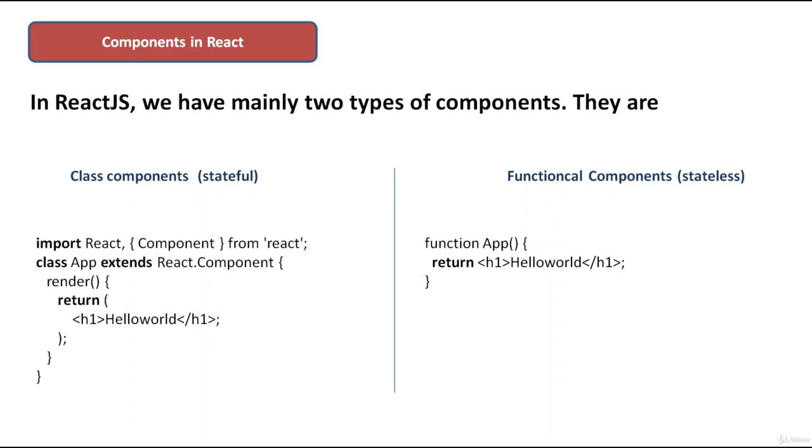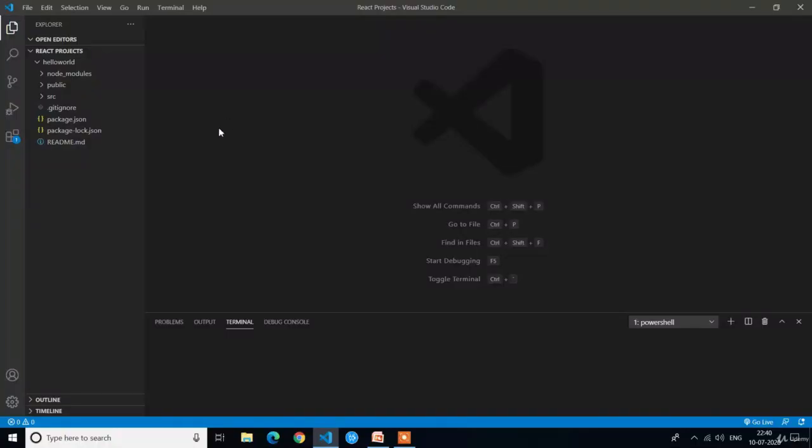Welcome back. In the previous lecture, we have discussed the introduction of components and different types of components in React.js. Now in this video, we are going to print hello world using the class component. So let's open Visual Studio Code. Here you can see Visual Studio Code is open. In this hello world React application only, we are going to create the hello world using the class component.